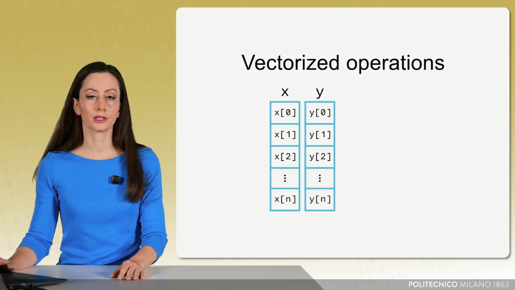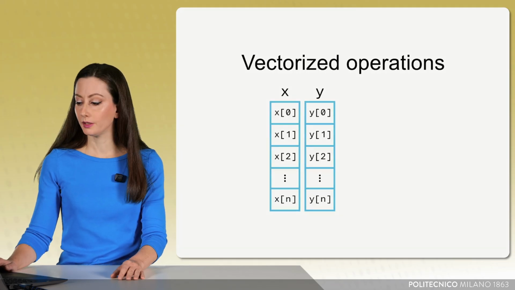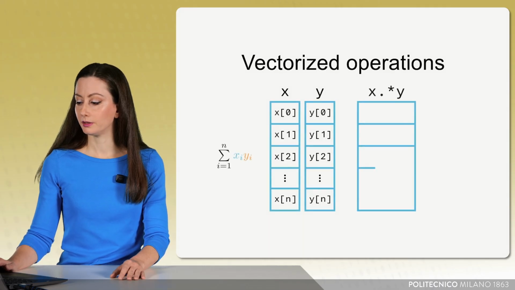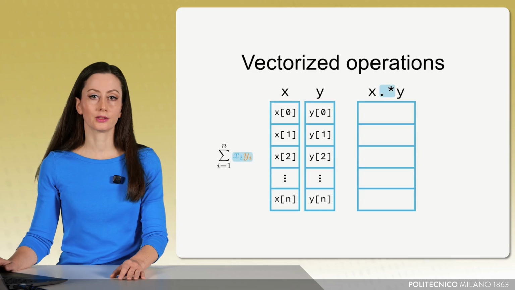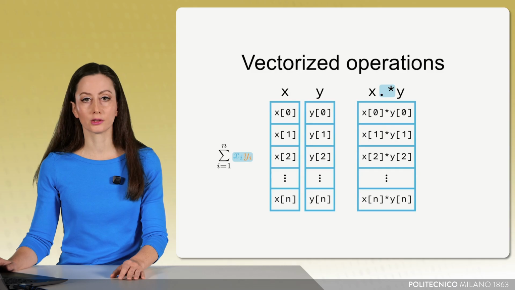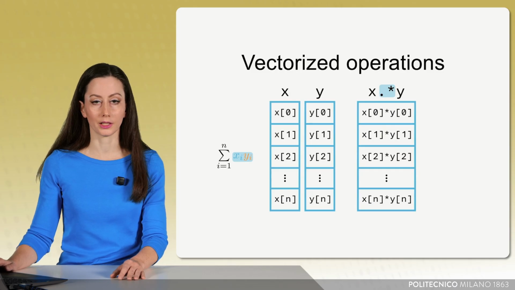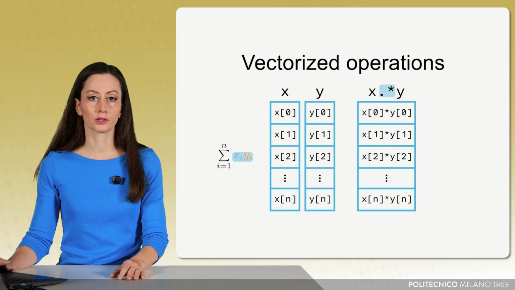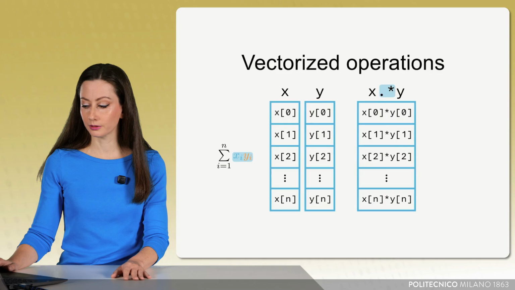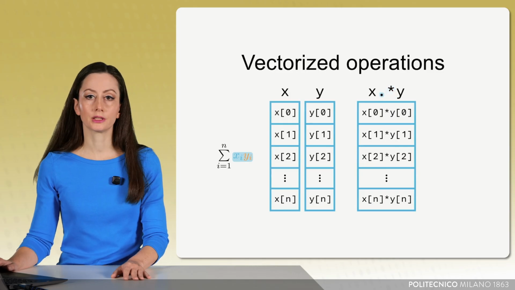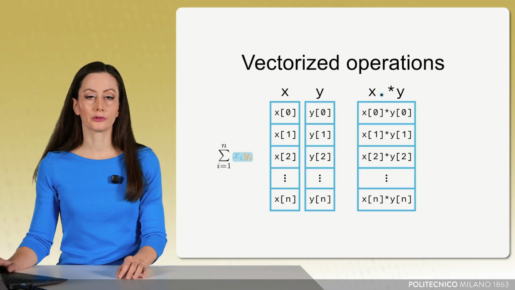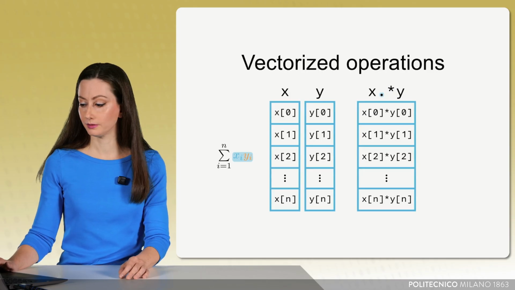Let us consider the arrays x and y containing the elements xi and yi respectively. The operation x dot star y creates a new array, whose first entry is the product of the first entries of x and y. The second entry is the product of the second entries, and so on, all the way up to the last element. Please notice the dot before the star, which indicates that the operation must be performed element by element.